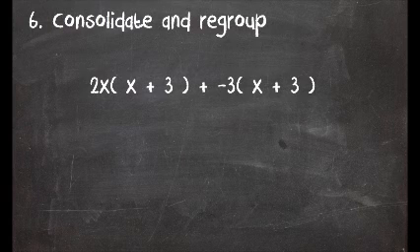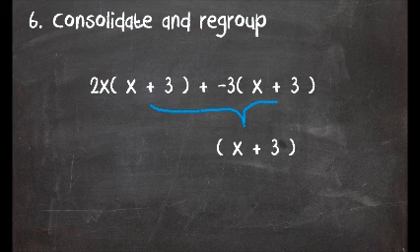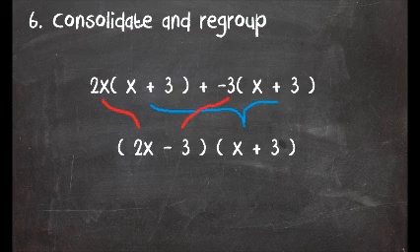And last but not least, step 6. Here we will consolidate and regroup our binomials. The reoccurring binomial of x plus 3 will factor out and can be written as one binomial. And what's left over, 2x and negative 3, will be grouped into its own binomial.